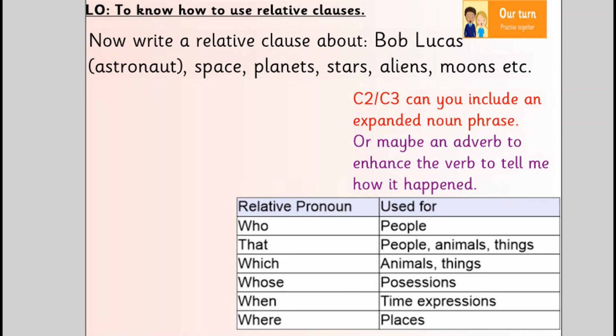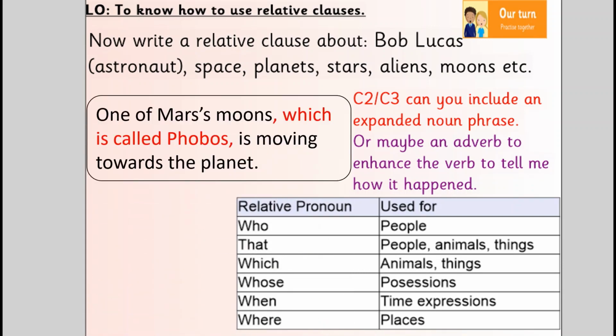So my relative clause is about Mars. So now I've found some extra information about Mars. So one of Mars's moons, which is called Phobos, is moving towards the planet. So that there is extra information about one of Mars's moons. And obviously one of Mars's moons is called Phobos. And that moon in particular is moving towards the planet.